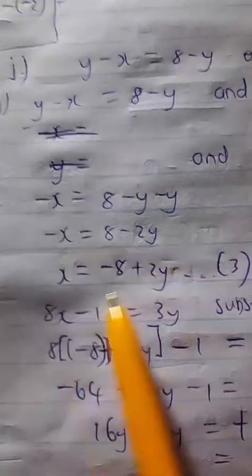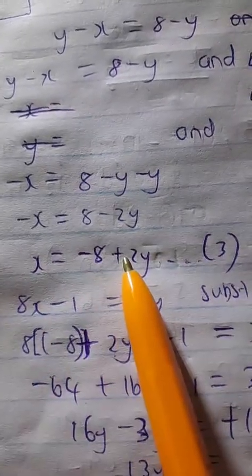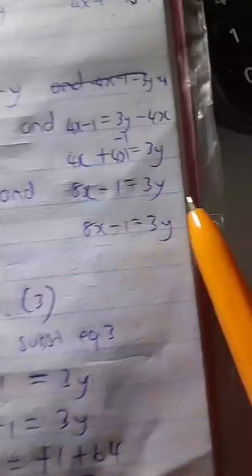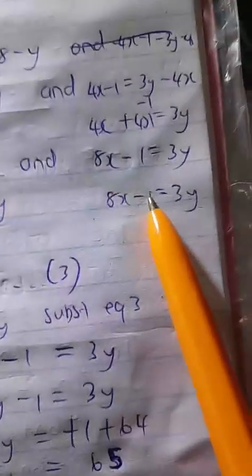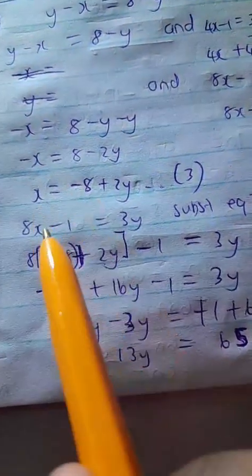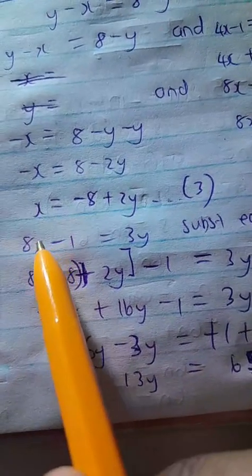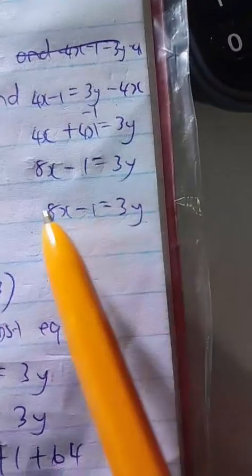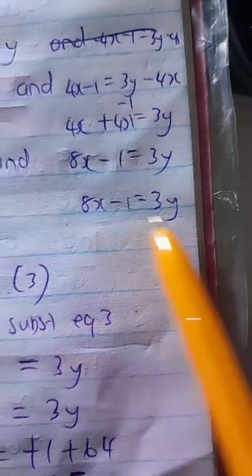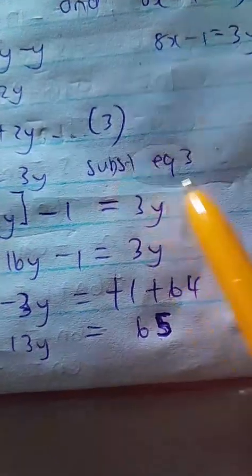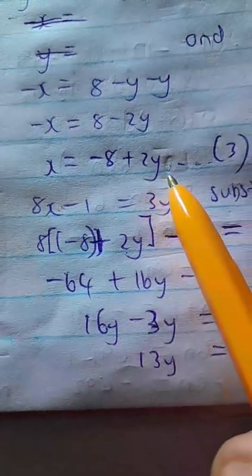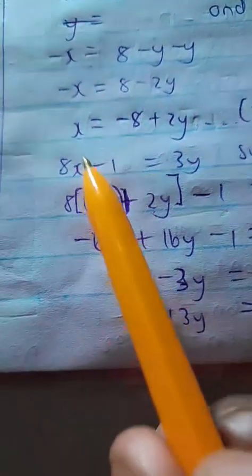Then I took this equation, x is equal to negative 8 plus 2y. I substituted it in this equation, which is 8x minus 1 is equal to 3y. Please take note how I did that. This equation is 8x minus 1 is equal to 3y. I'm going to substitute equation 3 into this equation.